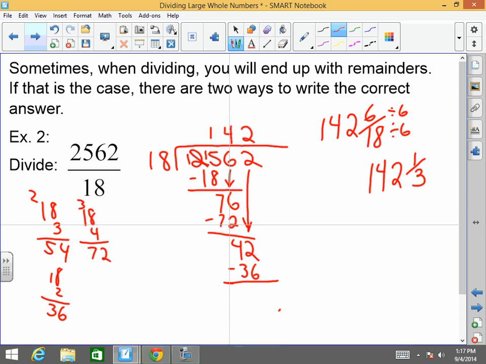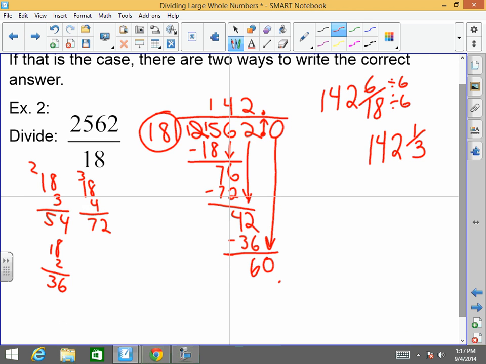The second option, we have this 6 here. Once I get to a value that my divisor, my outside number, cannot go into, I can add a decimal, bring it up, add a 0, drop it down, and then start dividing again. 18 goes into 60, we already know, 3 times, which is 54. And then, hey, there's another 6, so drop another 0.